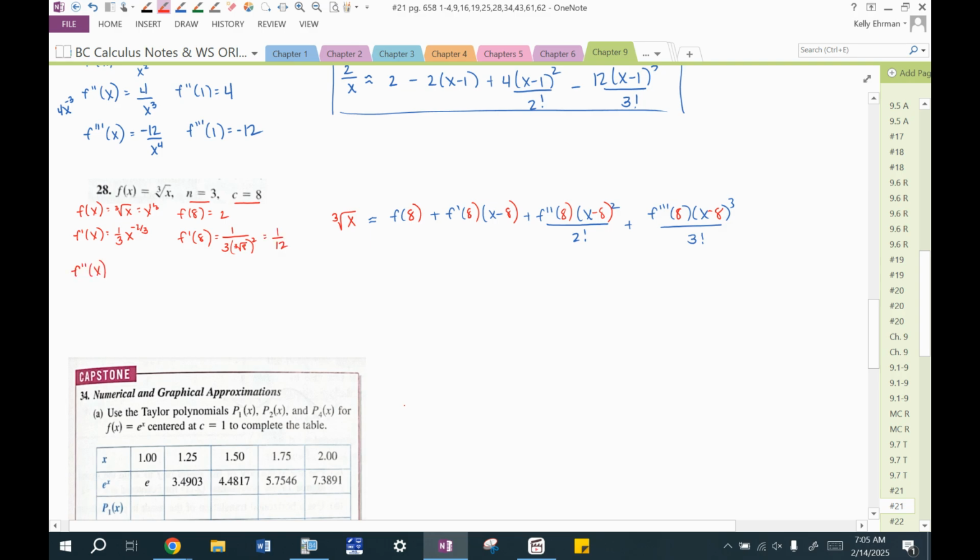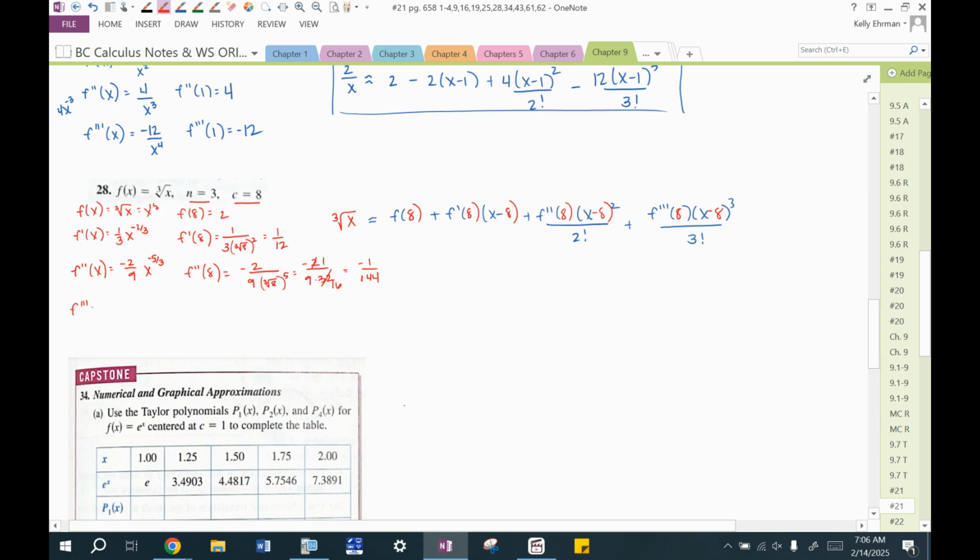F double prime of x will be negative 2/9 x to the negative 5/3, because I'm subtracting 1 every time. So f double prime of 8 will equal negative 2 over 9, and then again, it will be cube root of 8. We're raising that to the 5th power. So that's negative 2. So 2 to the 5th is 32. Maybe I'll simplify that a bit. 2 over 32 is 1 over 16. And I know 9 times 16 is 144. You don't have to simplify these. So you could just leave it kind of ugly like that.